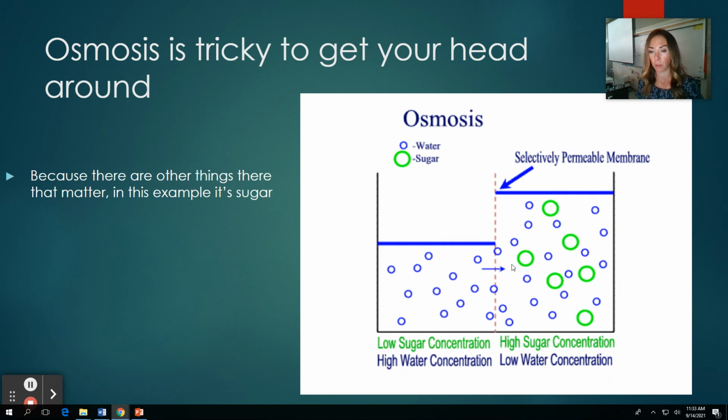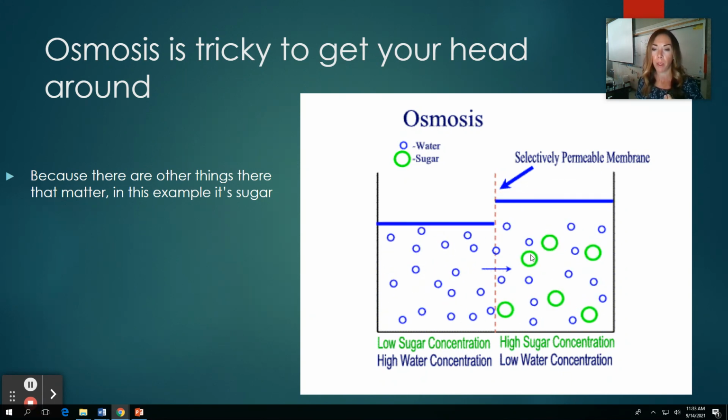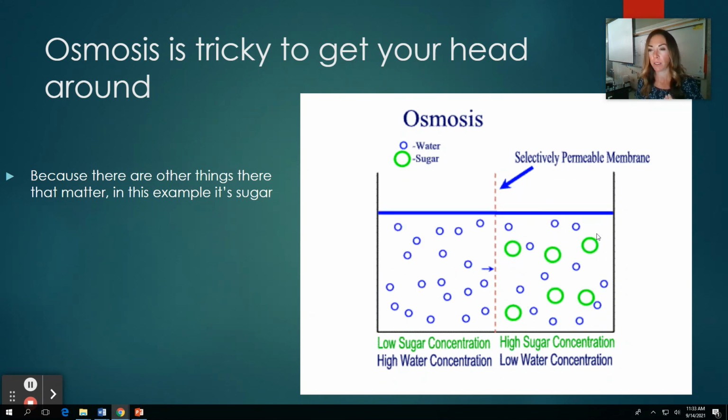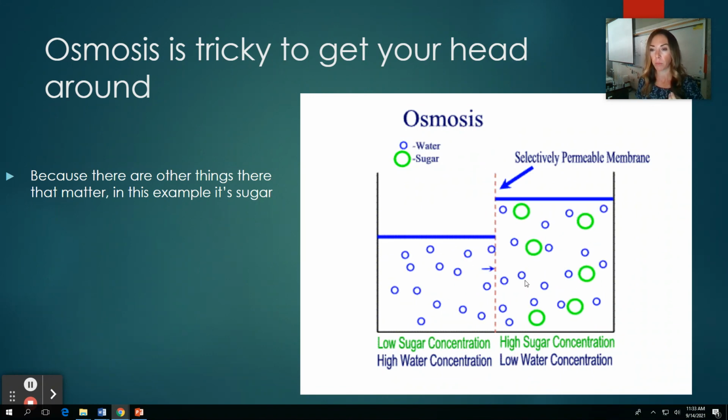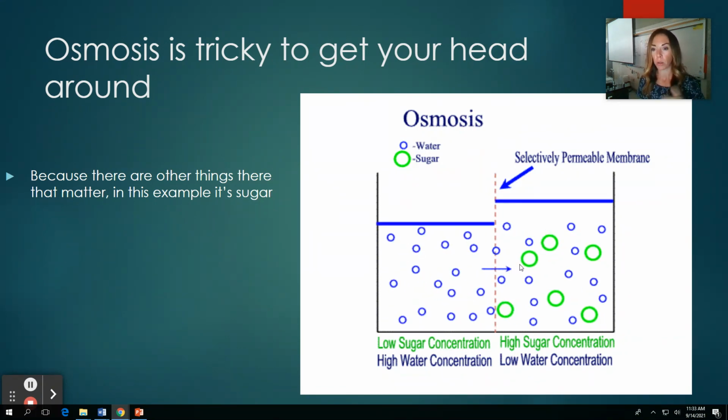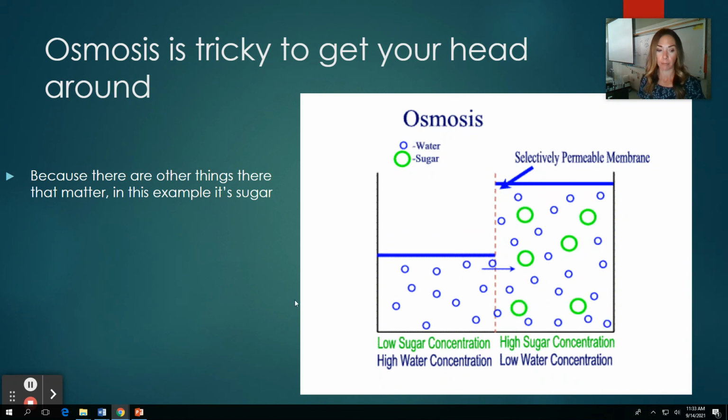So that's what we're going to be looking at more particularly in your lab. Make sure you have something like that written down, that sometimes when I have selectively permeable membranes, just the water can go across and the other molecules cannot.